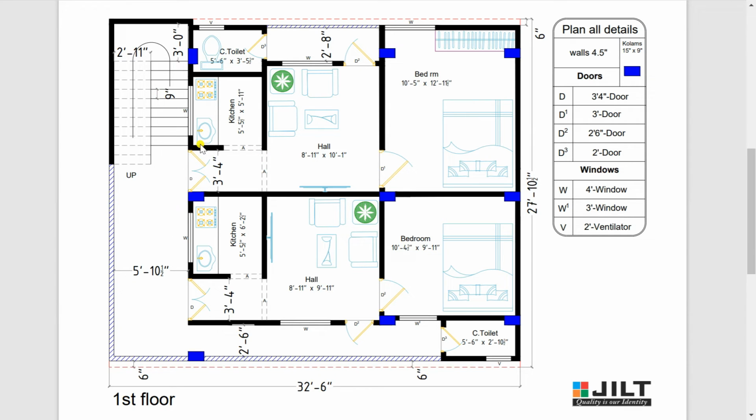So here I am entering towards the first floor. This is the entrance of one portion, which has a lobby of 3 feet 4 inches. On the left hand side you can view a kitchen of dimension 5 feet 5 and a half inches by 5 feet 11 inches. From this kitchen I can also enter towards the hall. The hall has a sufficient area of 8 feet 11 inches by 10 feet 1 inch.